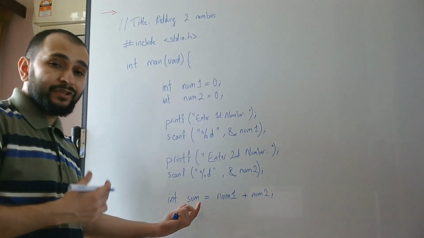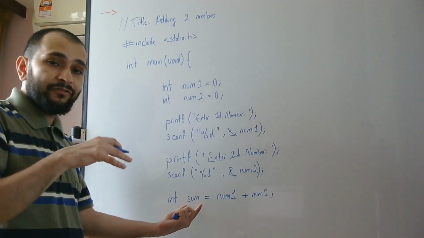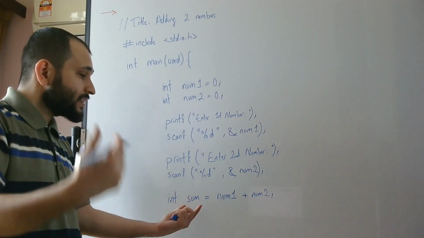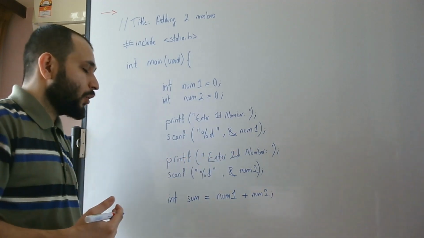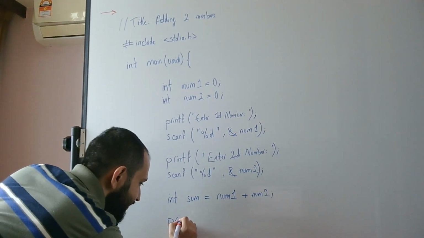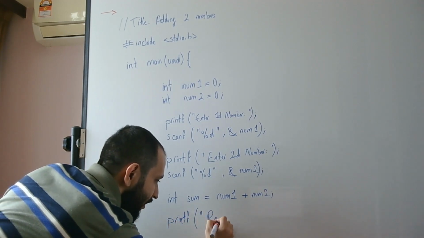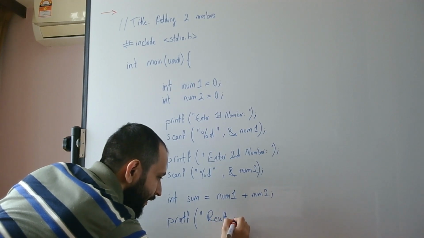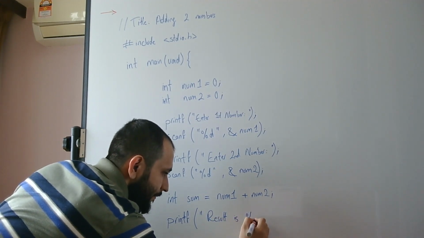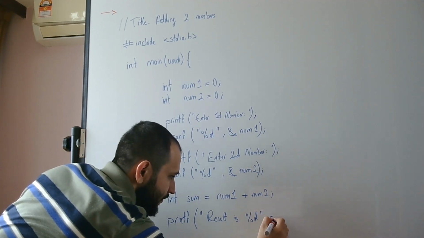Now we have the result of the program in the sum, and that is inside of the computer memory. How do we want to show it to the user? Once again, we can use printf to show it to the user. So another printf statement in here, printf result is %d, and here sum.